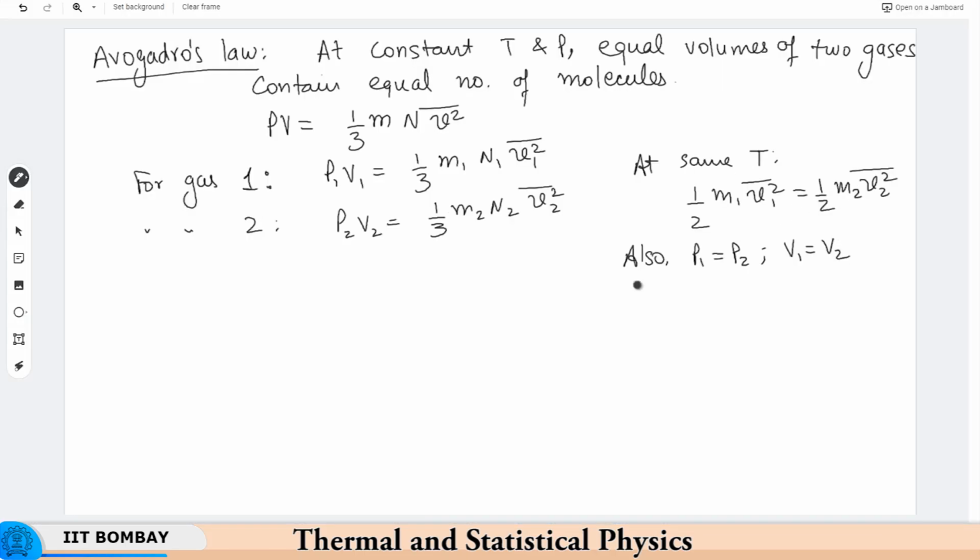So, if you plug that back here, it is very trivial to see that in this case N1 has to be equal to N2, right, and this is the Avogadro's law, right. Alright. So, if you have two gases which have the same pressure, same volume and same temperature, then the number of molecules in two gases have to be equal to each other.